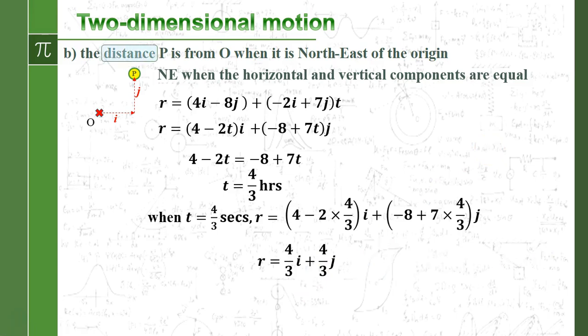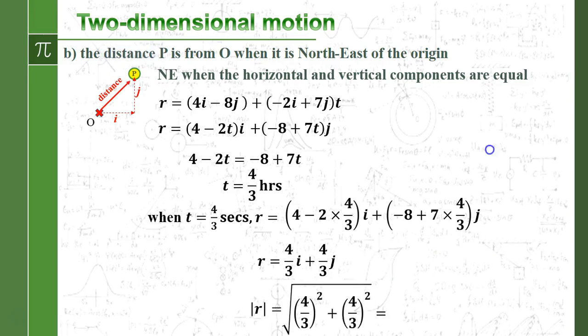And because we're after the distance, we're going to need to do a bit of Pythagoras. There we go. And so our distance is 1.89 kilometers.